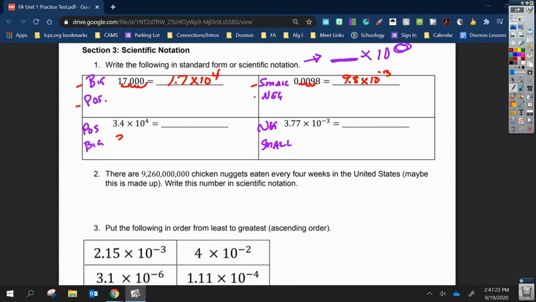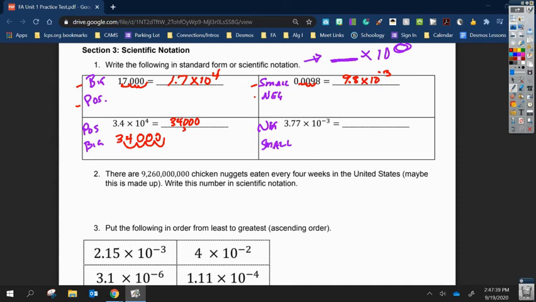This example over here, bottom left, we have 3.4. The 4 does not say 4 zeros. It means it moves 1, 2, 3, 4 times. We only end up with 3 zeros when we rewrite it: 3, 4, 0, 0, 0, which is equivalent to 34,000.